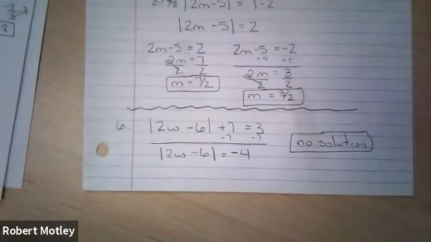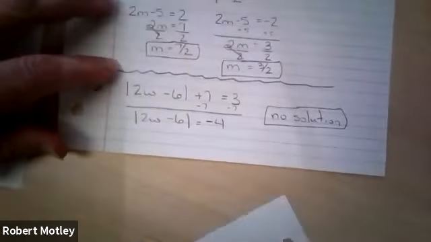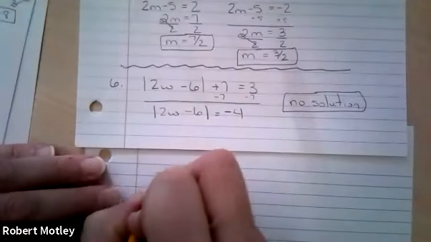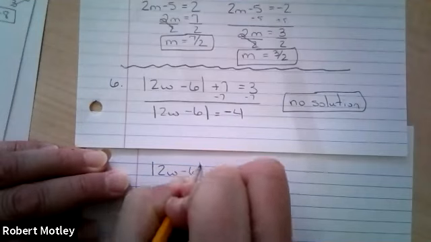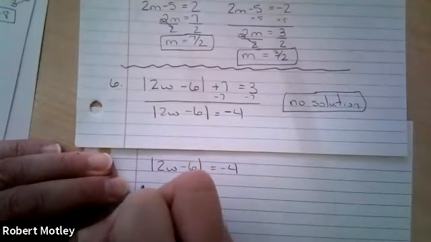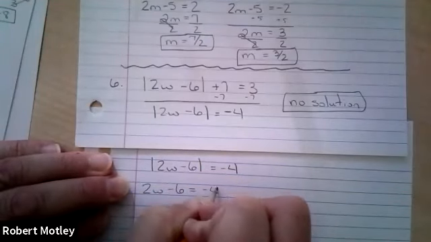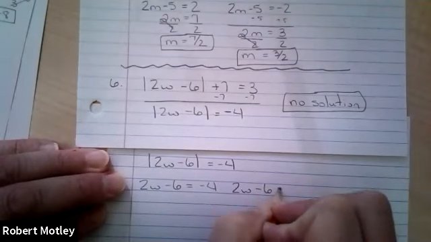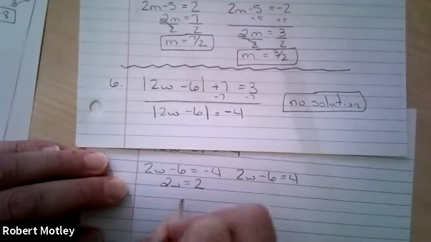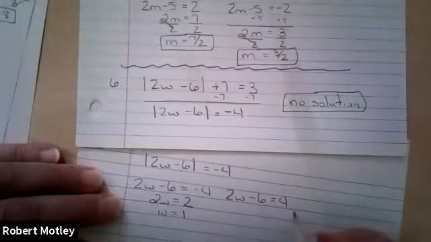All right. You know it's no solution. Now, let me show you this. What if I kept going? So what if I didn't recognize it and I kept going? So 2w minus 6, negative 4. If I do my two cases, I've got 2w minus 6 equals negative 4, and 2w minus 6 equals positive 4. Add, so 2w is going to be 2, and then divide, so w equals 1.